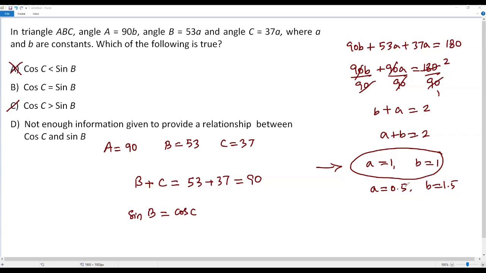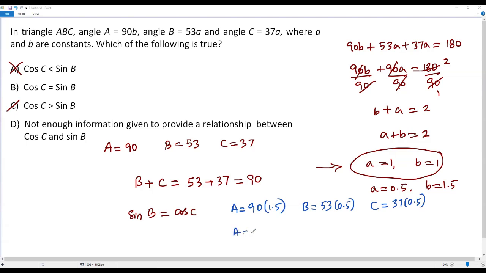Okay, let me take this particular pair of values for A and B. Now let me plug in 0.5 for this lowercase a and 1.5 for this lowercase b over here, to get the three angles of the triangle. Then we get A equals 90 times, for this b, we have to plug in 1.5. Let me do it. And capital B equals 53 times, for this lowercase a, we have to plug in 0.5. And capital C equals 37 times 0.5.